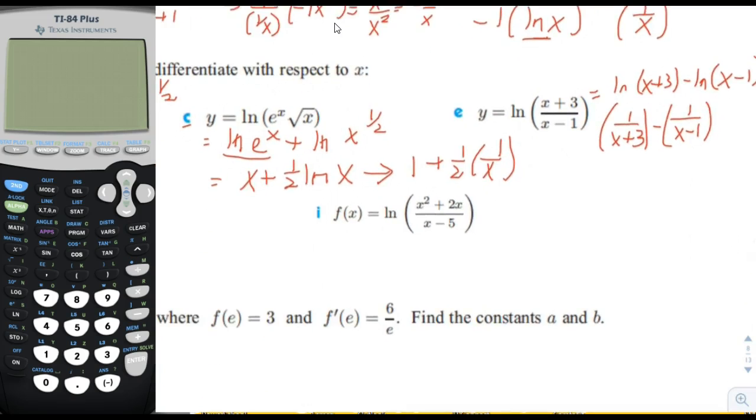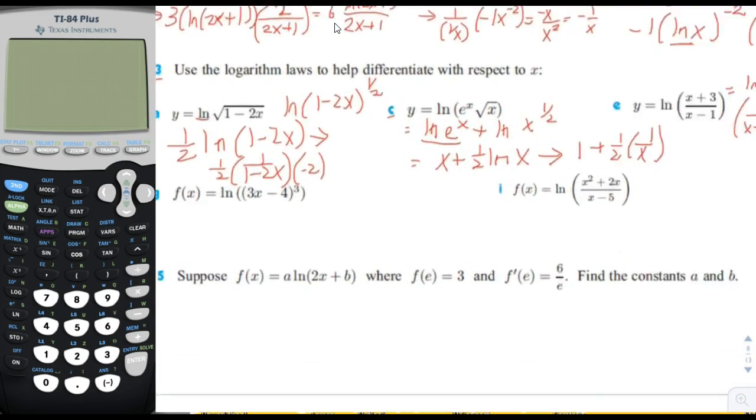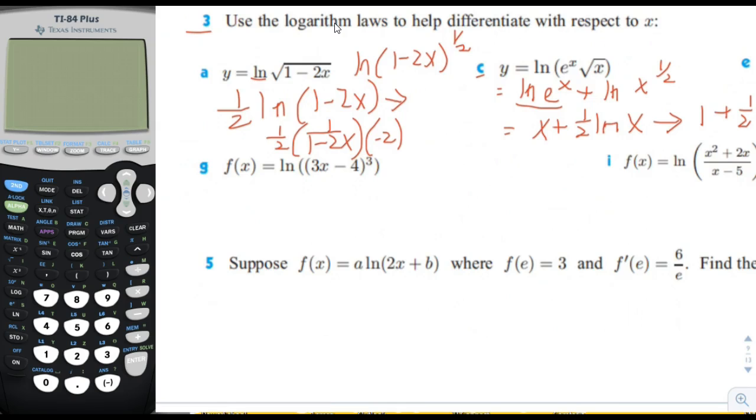Okay? Alright, now we go down to G. F of x equals natural log of, and then we have 3x minus 4 cubed inside here.